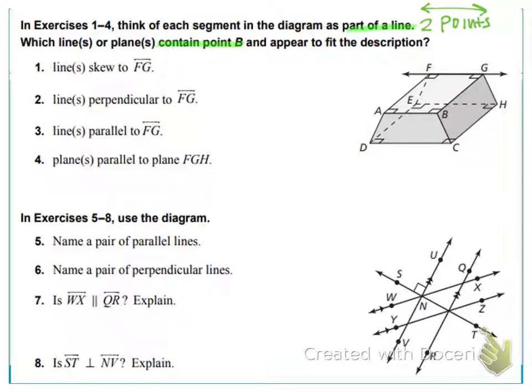And appear to fit the description. It wants you to list all of the lines that fit the description, but only containing point B, or we'd be listing for a while. So we want skew to FG through point B.